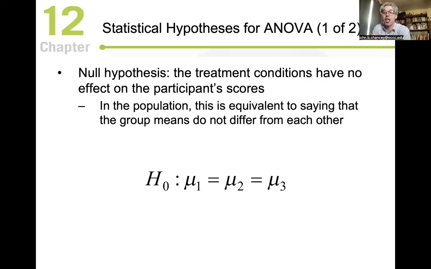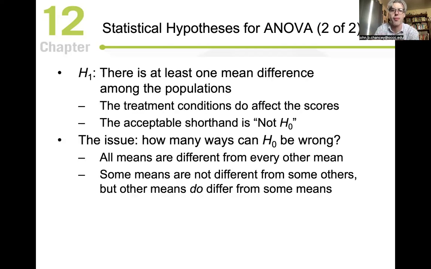And we are engaging in hypothesis testing, like the last four chapters we've looked at. We are looking at first our null hypothesis, which always says there's no difference. So in a sense, we're saying the treatment conditions have no effect on the participant scores. If we wanted to pick that, we have H0. Our mean one is going to be equal to mean two, is going to be equal to mean three. So in the population, this is the equivalent to saying that the group means do not differ from each other. We're saying there's no difference there.